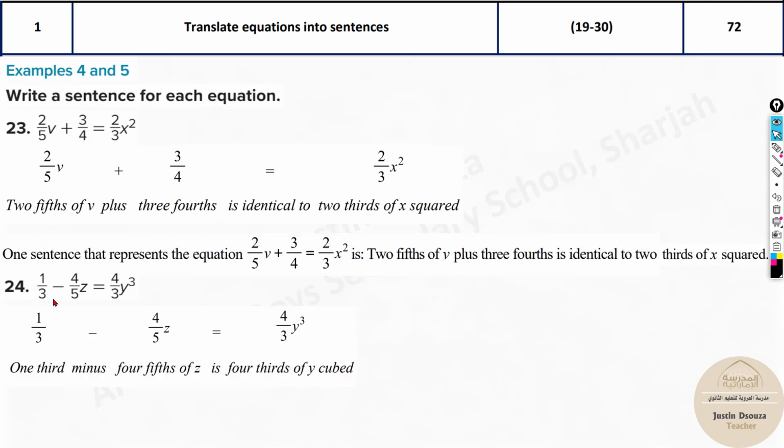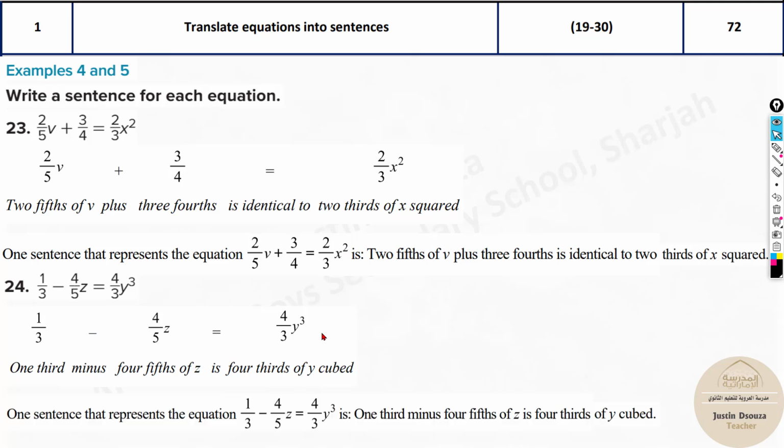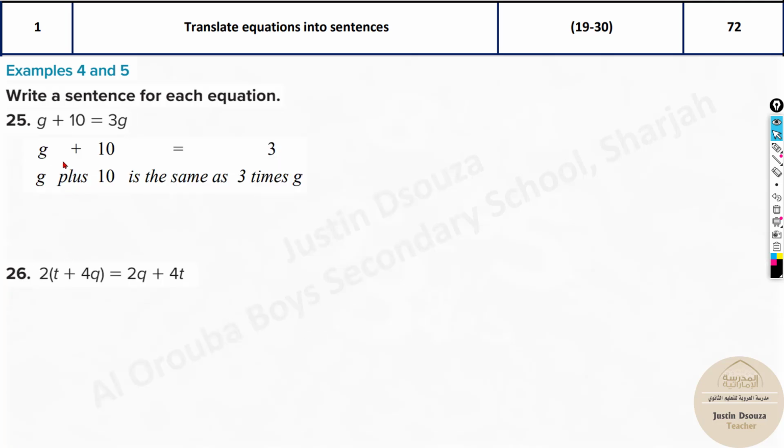Just read the sentence over here. 1/3 minus 4/5 of z is equal to 4/5 of y cubed. So this is the thing. Or you can see this is minus this term. They have appropriately given it, you can see over here, this term is clearly mentioned, okay? Now this is very simple.